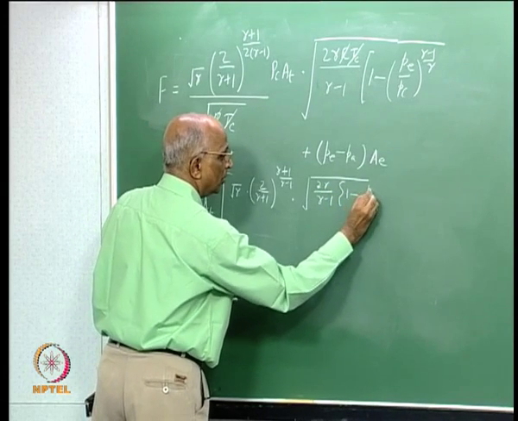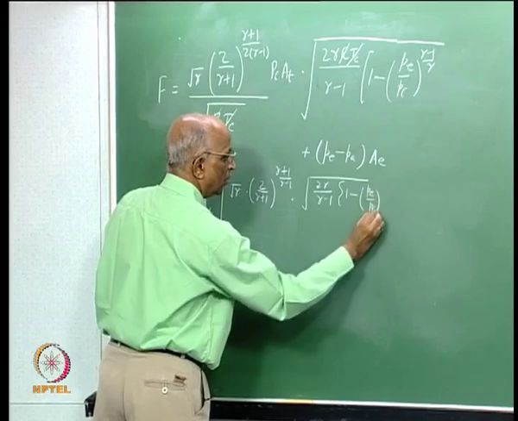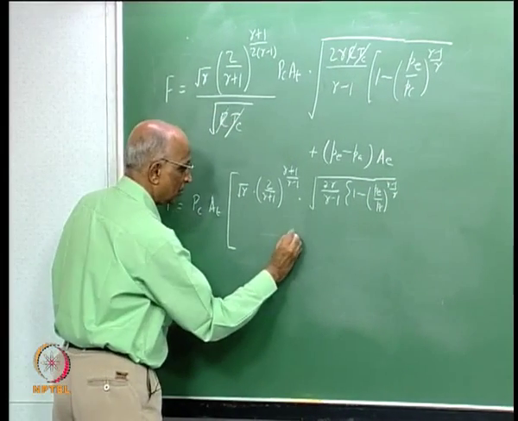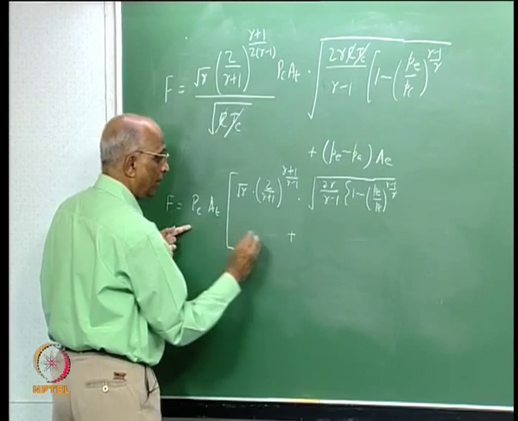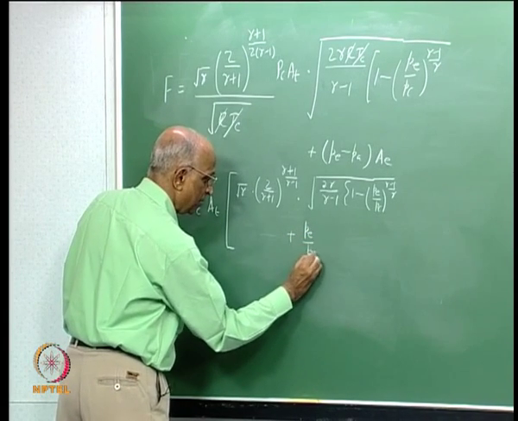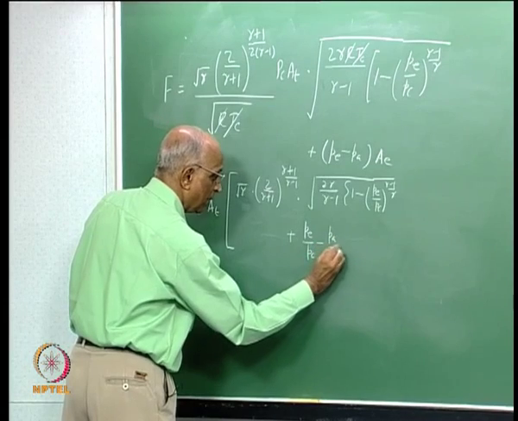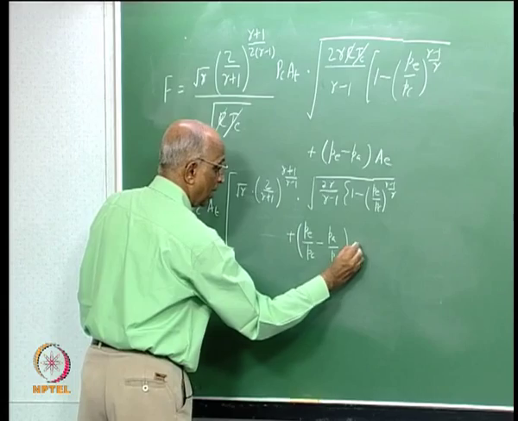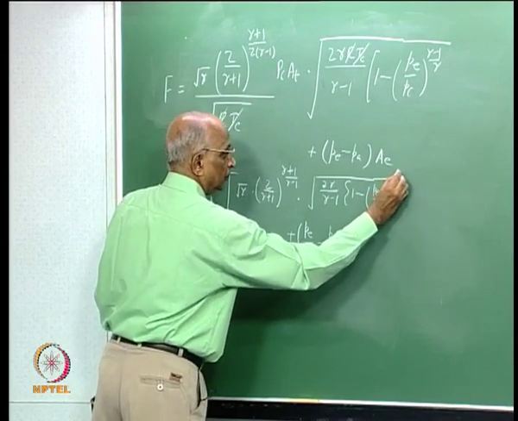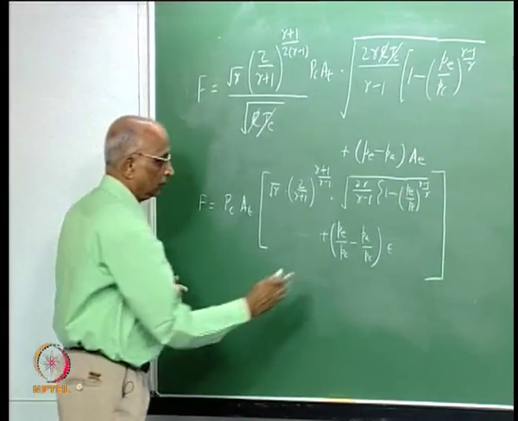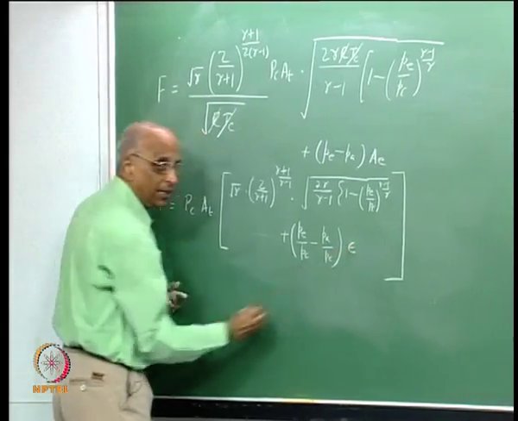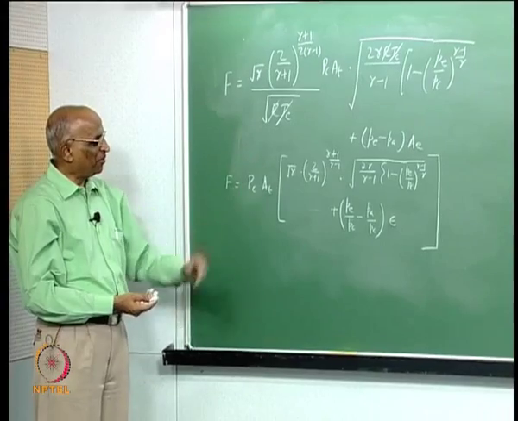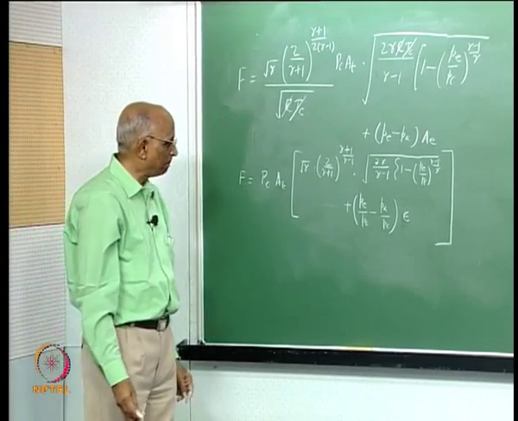1 minus Pe by Pc to the power gamma minus 1 by gamma, plus now I divide, I have Pe by Pc minus Pa by Pc into Ae by At, which is epsilon, the area ratio Ae by At. Now let us try to follow it, because we must understand each term properly.